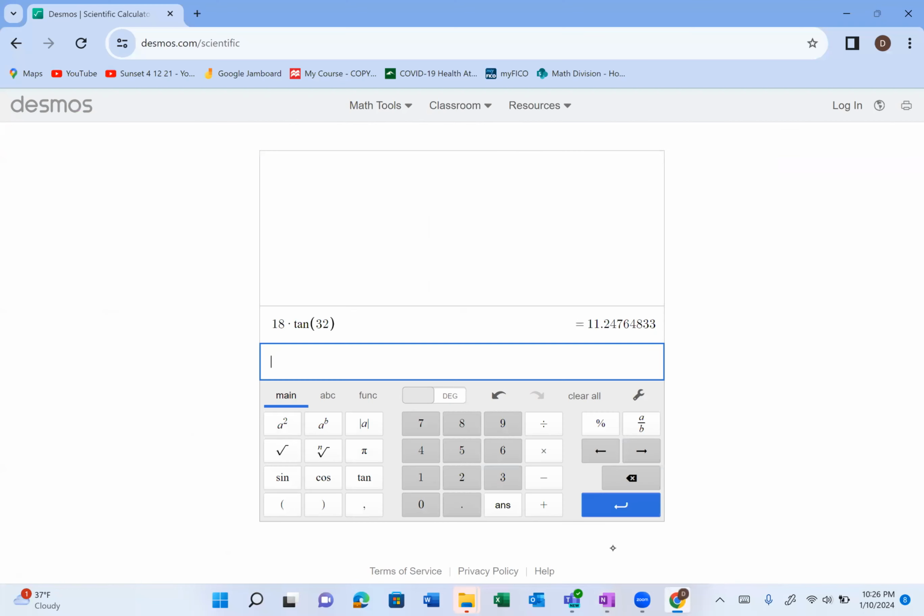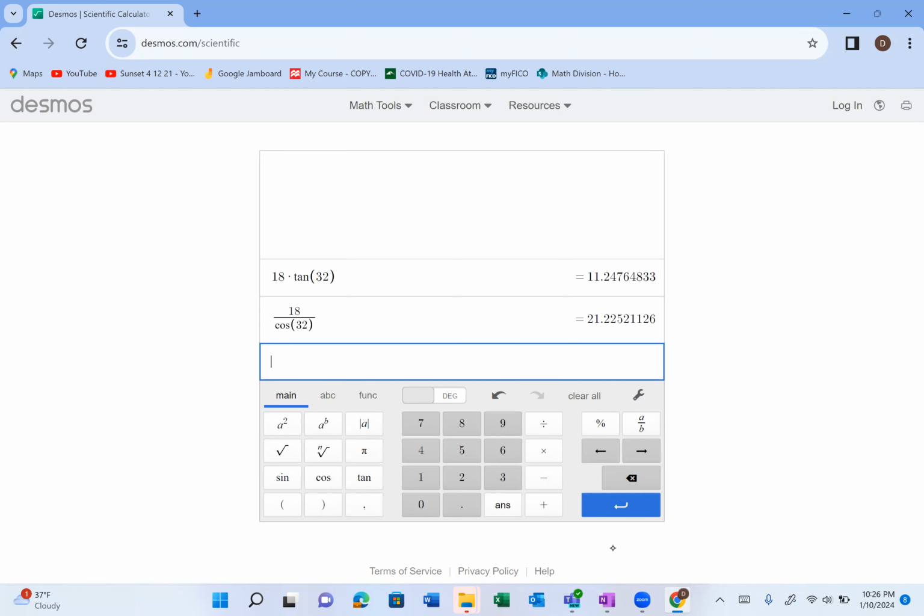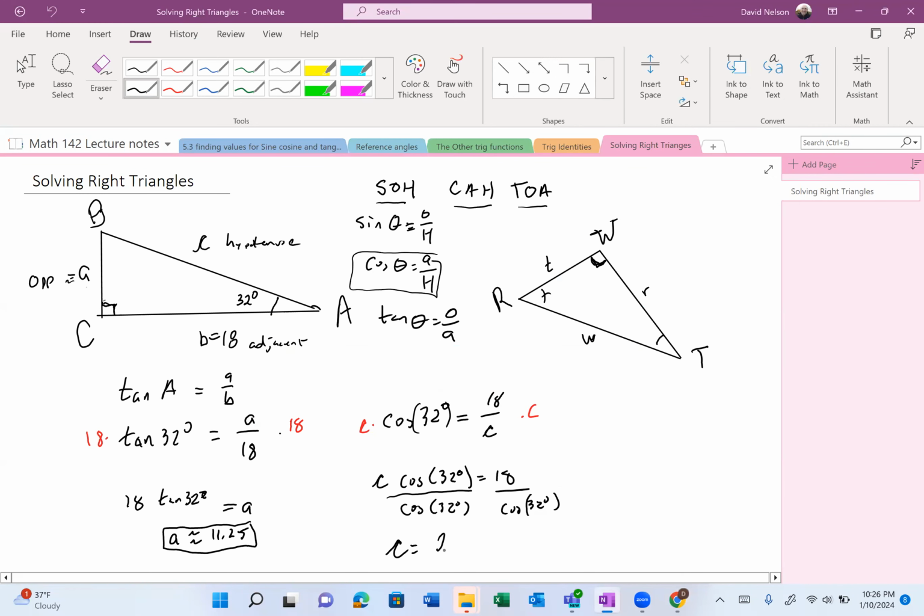18, whoops, come back here. 18 divided by the cosine of 32 degrees. I'm in degree mode, so it's going to automatically assume that that value is in degrees. And we get 21.23 for the value for C. 21.23, whatever units again we have. It's going to match whatever units we used for 18. If 18 was 18 miles, then this would be 21.23 miles. If it was 18 centimeters, then I'm looking at 21.23 centimeters.